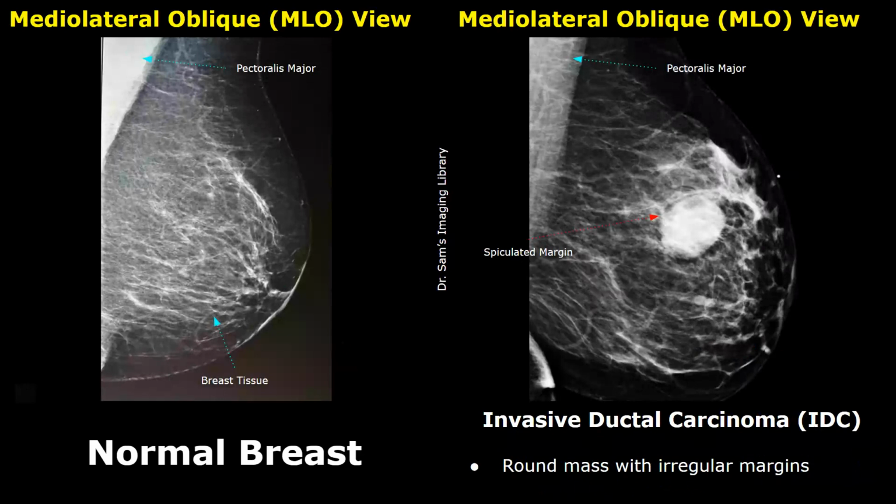Invasive ductal carcinoma is the most common type of breast cancer. On mammography, it may appear as a round mass, a round radio-opaque mass with irregular margins. The mass is round, but it has spiculated irregular margins.